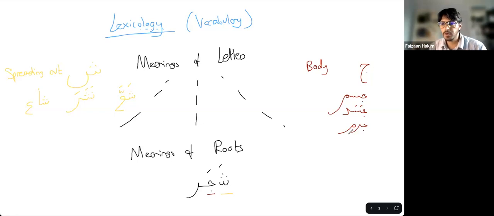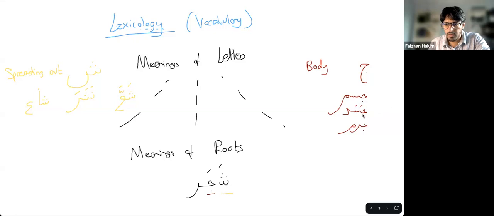There's also the meaning of hardening as well. Like thalj. Thalj is snow or ice. Tathalluj is to harden up, to crystallize, and so on and so forth. We'll study all these things in times to come. So the meaning of spreading out, the meaning of being a body.